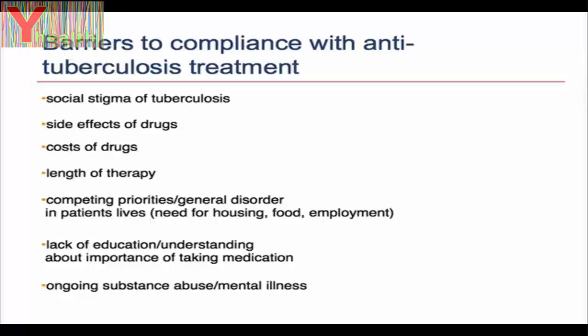In most countries, TB drugs are available at a low cost or even free, but for some patients, the cost of the drugs may be considerable and may be interfering with treatment completion. Treatment is long, at least 6 months. Many patients will find this difficult. Many patients with TB will have competing priorities in their life that will interfere with their abilities to take medicine, such as a need for housing, food, or employment. Patients may have a lack of education or understanding about the importance of taking their medicine, and some patients with tuberculosis will have ongoing substance abuse, either drug or alcohol abuse, or mental illness that will make it difficult for them to adhere to therapy.